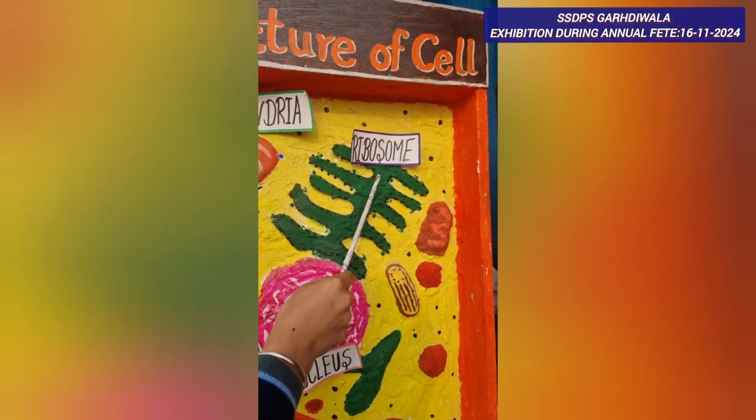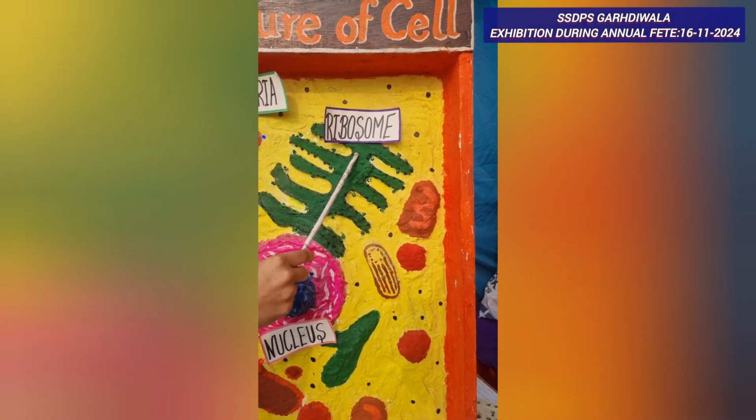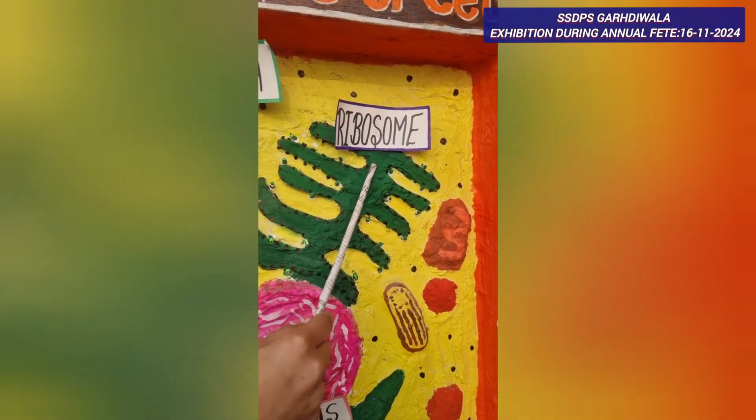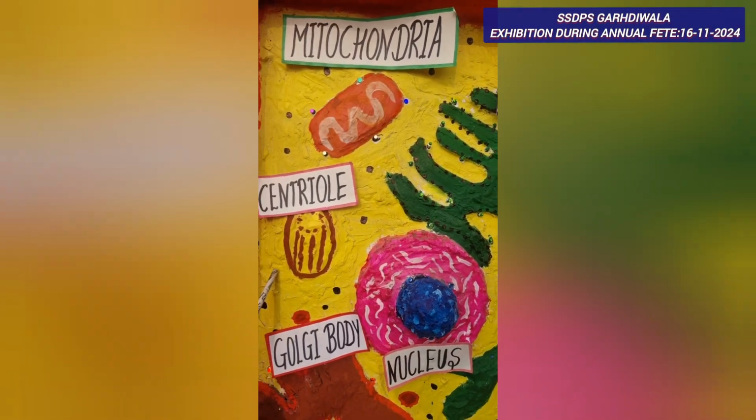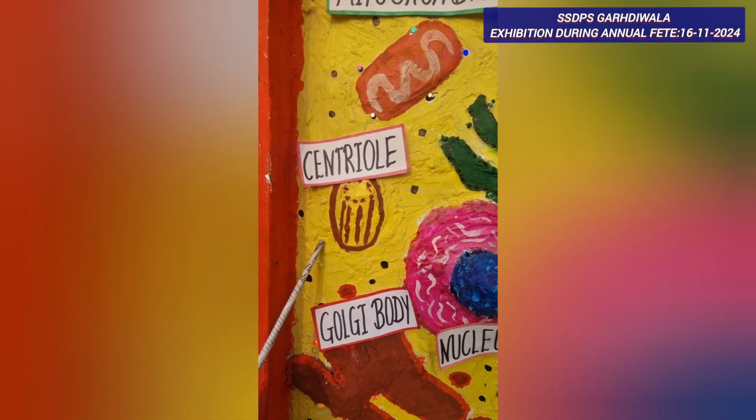These are ribosomes that are present on RER cells. It is the site of protein synthesis in the cell. This is the centriole. It is essential for the formation of spindle fibers.